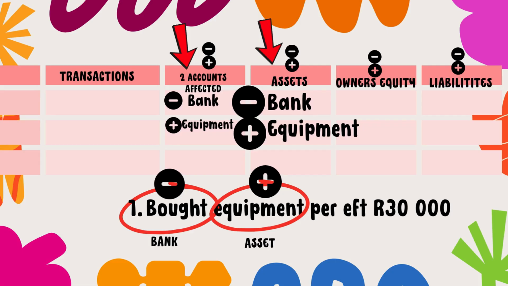Equipment is an asset. Did you gain more equipment? Yes, you did. So your assets in your equipment account will be plus because you've now got new equipment. You've got a new asset into your business.